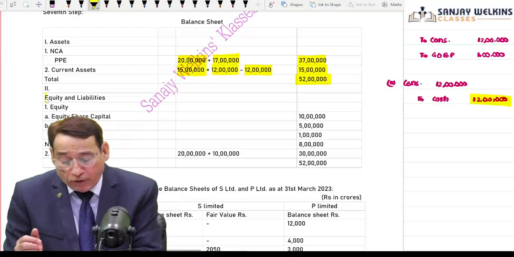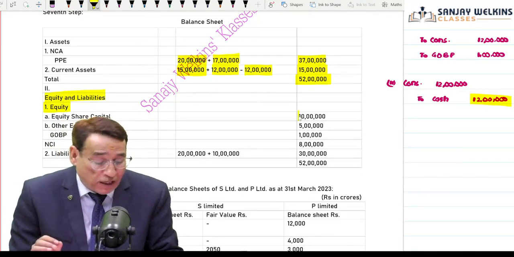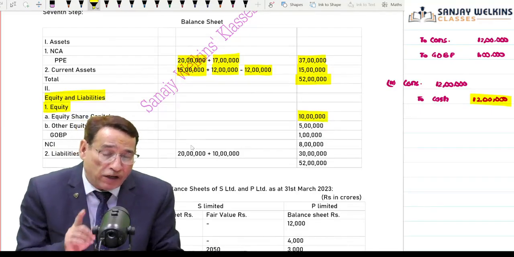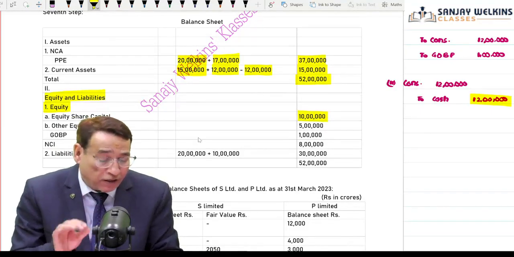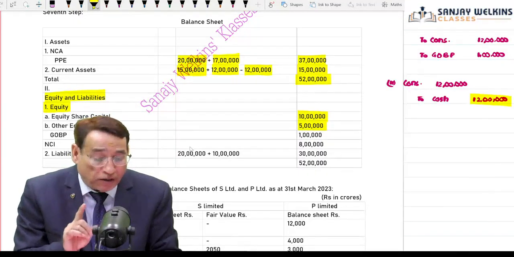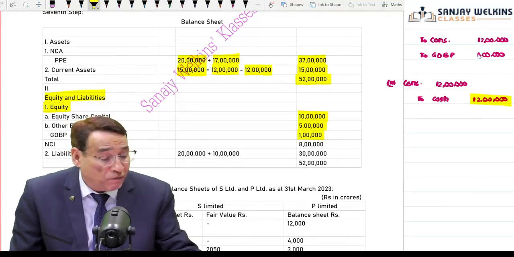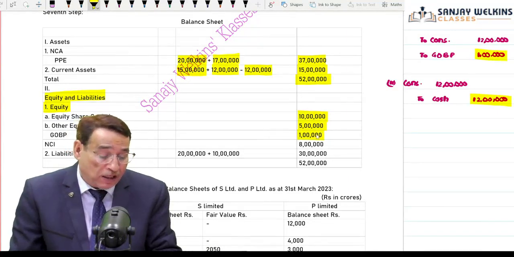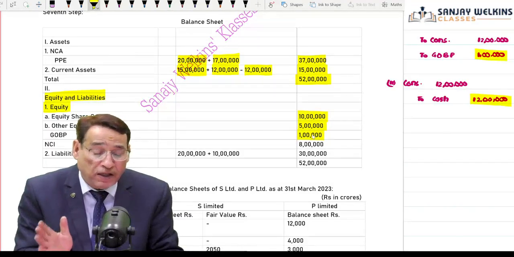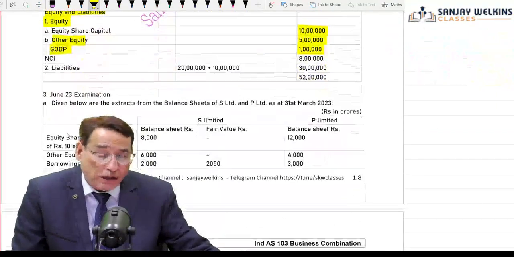Now coming over to the equity and liability side, I told you in the balance sheet when I am going to write the equity share capital, I will write the equity share capital of acquirer. Similarly, other equity of acquirer will be written. But here very important, there is gain on bargain purchase. We have computed gain on bargain purchase. Gain on bargain purchase is also considered as a part of other equity. You simply write it this way, other equity, then gain on bargain purchase. Is it clear to you?